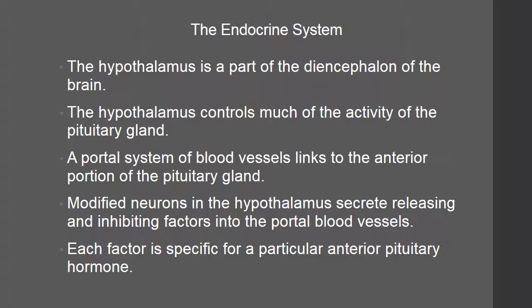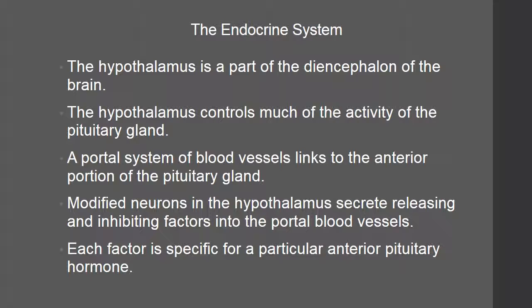Start off with specific glands, okay? And we're going to start off with the hypothalamus. The hypothalamus is a part of the diencephalon of the brain. And the hypothalamus is a part of the midbrain, controls much of the activity of the very important pituitary gland, okay? A portal system of blood vessels links to the anterior portion of the pituitary gland. The pituitary gland is going to have two parts: anterior pituitary, posterior pituitary. Okay, and a portal system of blood vessels are going to link the hypothalamus to the anterior portion, anterior pituitary.